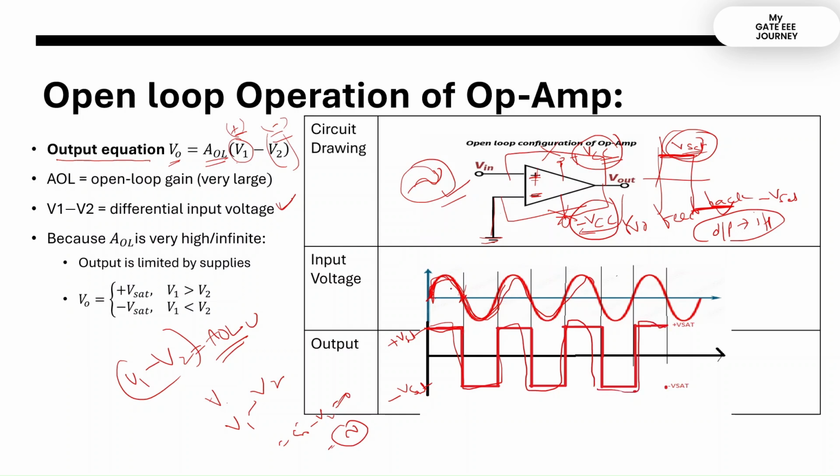You see, in case of ideal operational amplifier, it will be perfectly squared. This question you may be asked. This is simply when V1 is at positive terminal, voltage is higher than negative terminal, you will get positive saturation voltage, vice versa.